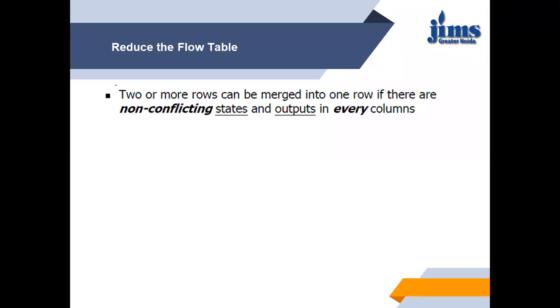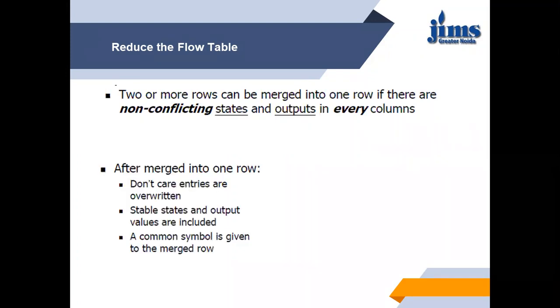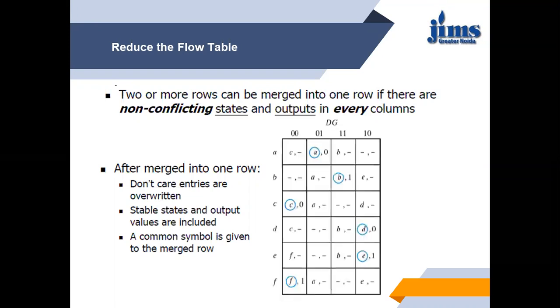So how does it happen? Two or more rows can be merged into one row if these are non-conflicting states and the output in every column is constant. After merging into one row, don't care entries are overwritten, stable states and the output values are included, and a common symbol is given to the merged row. We'll do it with the help of an example.